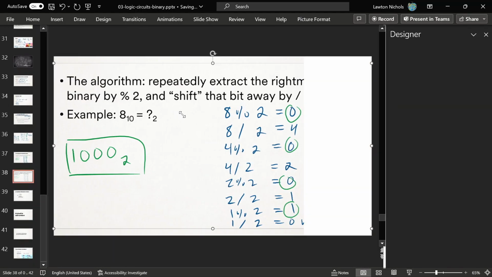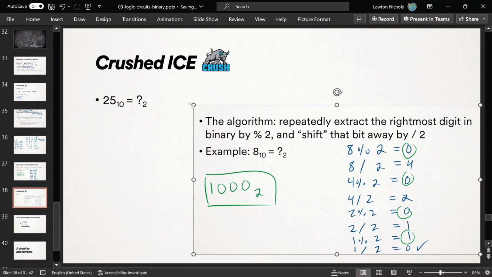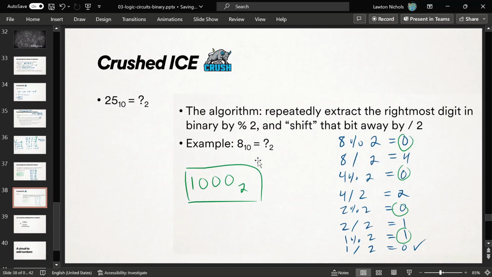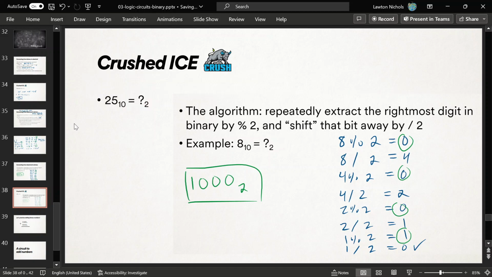So I want to give you this. Here's the algorithm from the previous slide. Now you try. Try to convert 25 in decimal to binary using this pattern. All right? Help each other. See if you can do it. 25. What is that in binary? It's got a bunch of mod 2s, divide by 2s in order. And then if you have questions about the question.